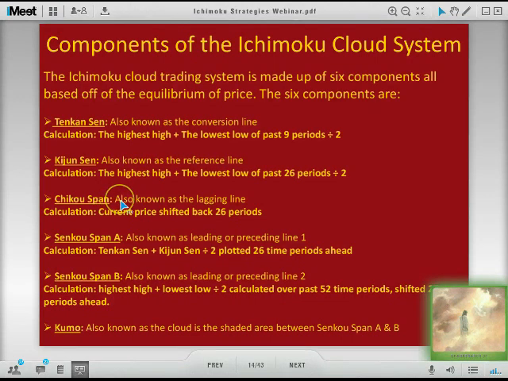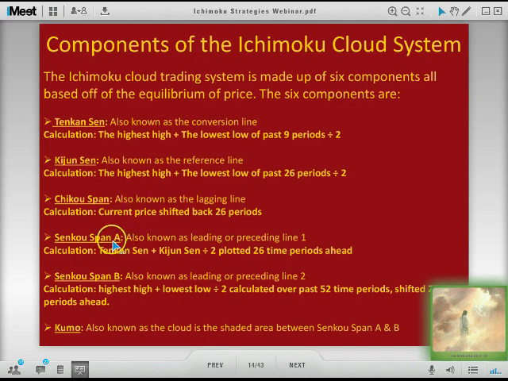The Chikou span is also known as the lagging line because it's behind current price by 26 periods. So basically what I'm saying is, if you look at your chart right now and you're on a daily chart, where price is today, go back 26 bars, and that's where the Chikou span will be, at the same level as far as height on your chart.